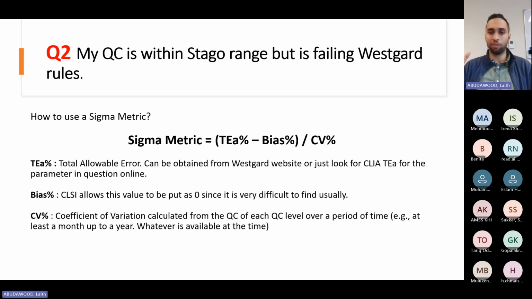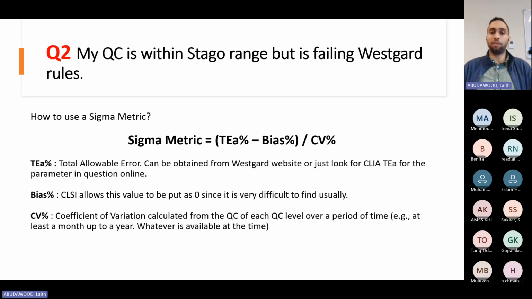Total allowable error, we have sources where we can bring it from. Okay, how about CV percentage? Now, CV percentage can be easily calculated from your QCs. As you know, CompactMax, RMax, QuagExpert give you summary calculations by the end of the month, or by the end of 2 months, 3 months. So you can take the last 6 months or last 3 months, whatever you have available at the time, or the last 1 year if that's available, you can take your CV percent throughout the whole year for PT.